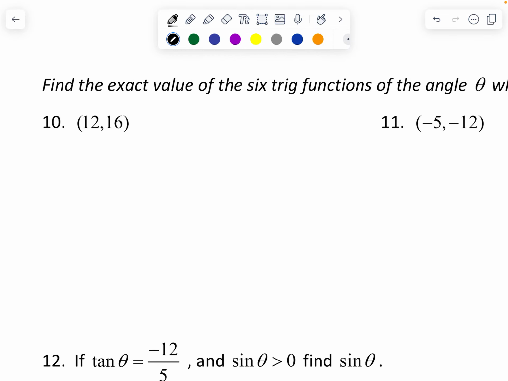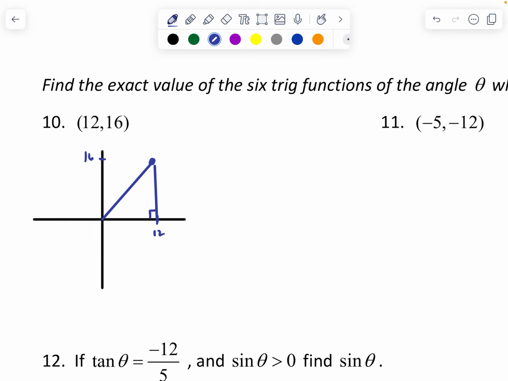Okay, so I have this point 12, 16. Let's plot it. Let's see if we can make that a little bit nicer looking. There we go. Okay, so if I were to plot 12, 16, that means I would go out 12 and I would go up 16. So I would end up somewhere right over here. And if I wanted to make a triangle out of that, I would connect down to the 0, 0, right? And then I would connect down to the x-axis, and then there's your 90-degree angle.